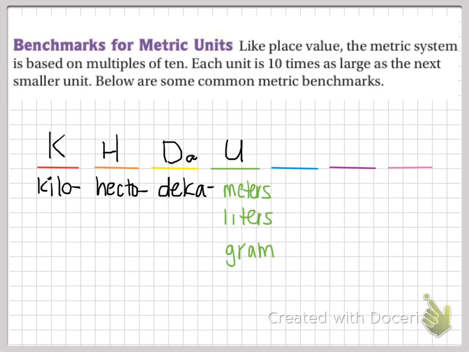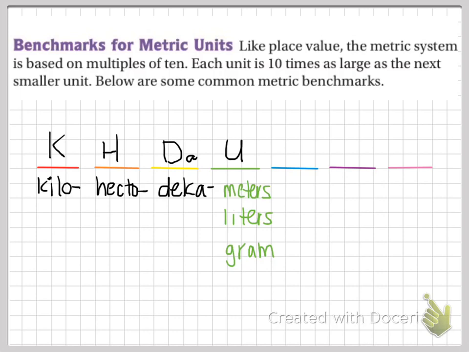So you can attach kilo in front of the meters and do kilometers, and that's telling you that that is a length. You can attach hecto to liters and that's telling you that that's a liquid amount. And grams, like we know, is a reference of mass, so that's talking about weight.